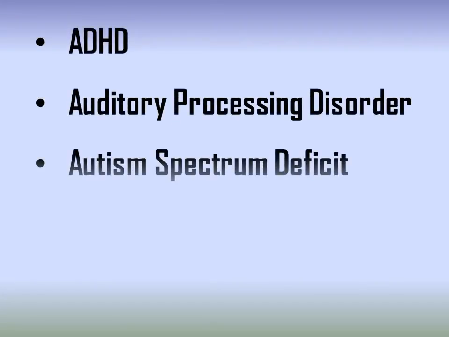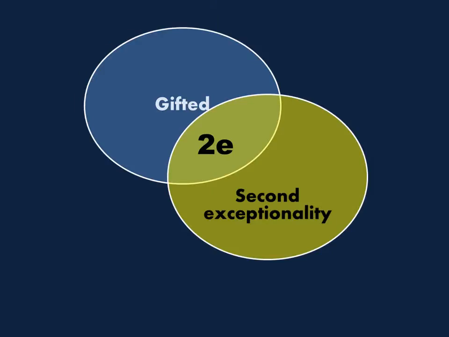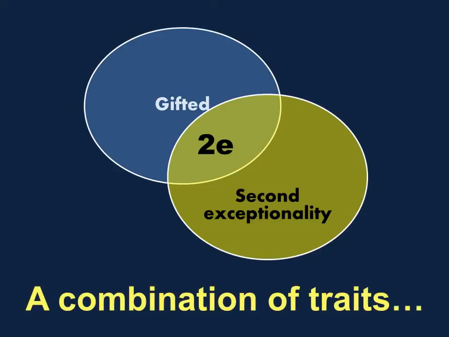Some of the possible or most common second exceptionalities include ADHD, auditory processing disorder, autism spectrum deficit, dyslexia, and visual processing deficit. Twice exceptional students have two sets of traits, the first linked to their advanced ability, and a second set of traits linked to the limitations created by their second exceptionality.